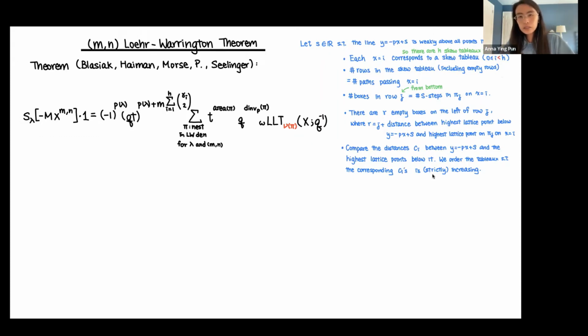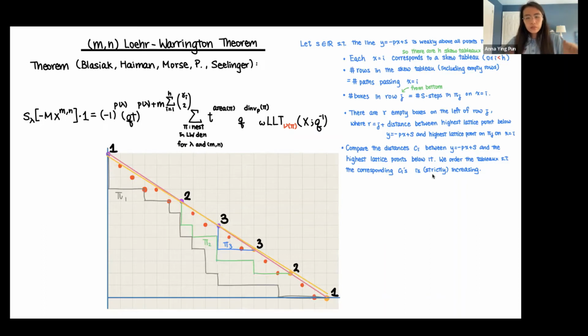And why is it strictly? Because your line is having an irrational slope, so there's no hope that there would be two distances that would be the same. Anyway, so this is one of the nests. How are you going to associate some tableau to it, right?